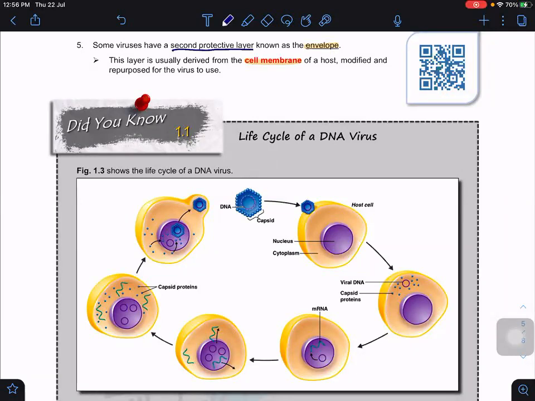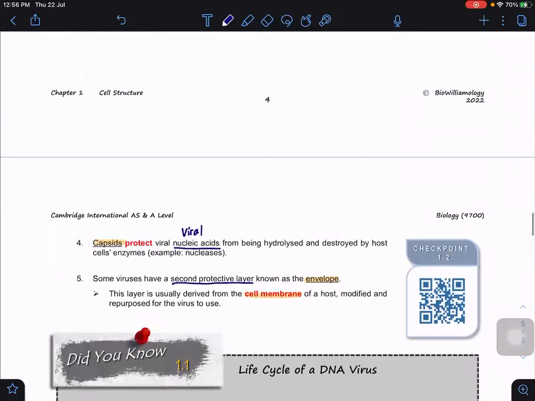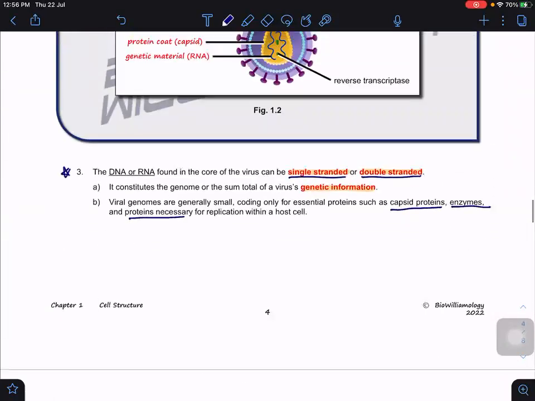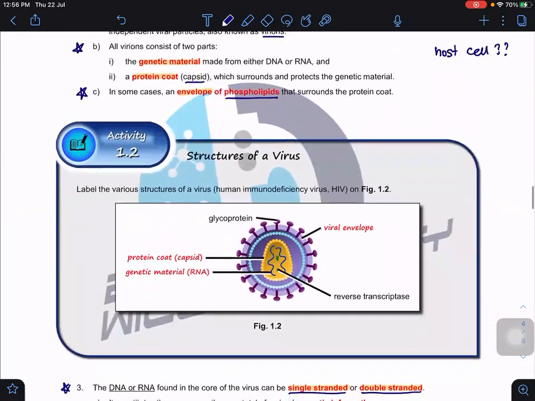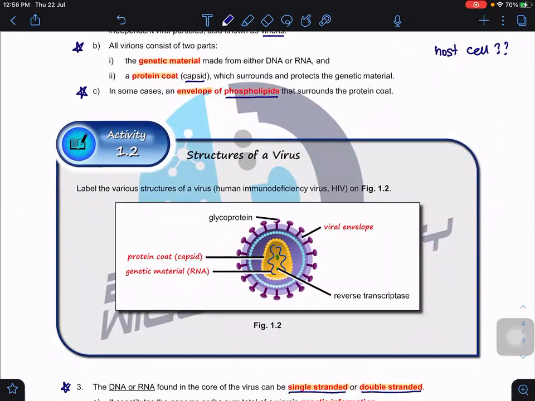Until this part, let me repeat the items you need to know, which are highlighted here. First, all viruses consist of two parts. The first is genetic material, which can be either DNA or RNA. We're going to learn about DNA and RNA and the main differences between them when we learn about nucleic acids in your second semester. The second one is the protein coat, known as the capsid.